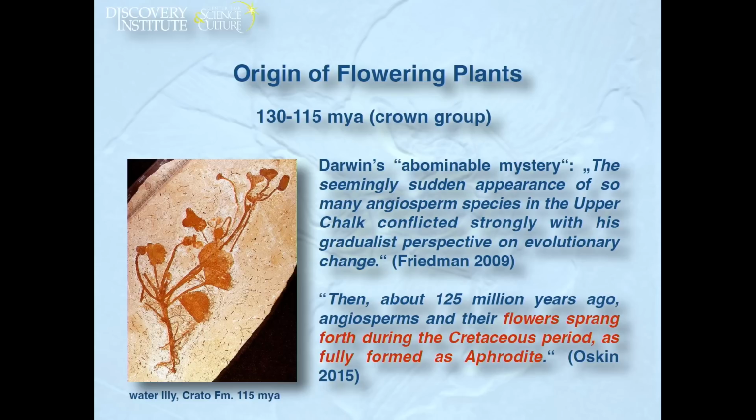They appear, and this is again a quote from a mainstream paper by Oskin et al., flowers sprang forth during the Cretaceous period as fully formed as Aphrodite. No precursors in the previous layers. All alleged Jurassic and Triassic flowering plants have been dismissed by the experts.